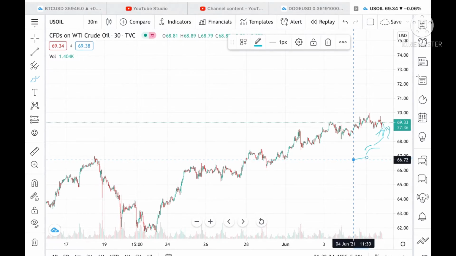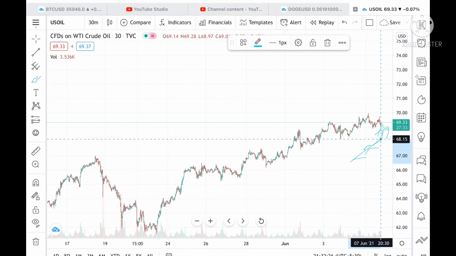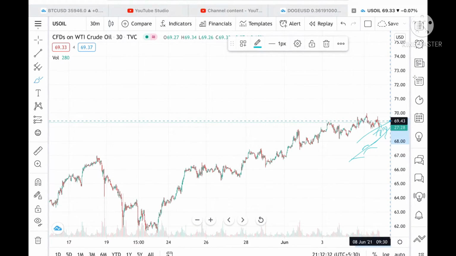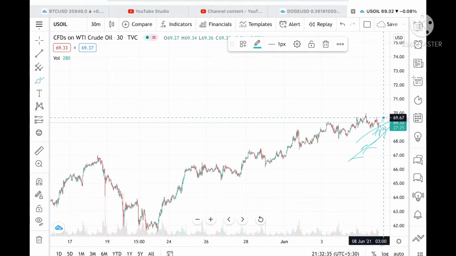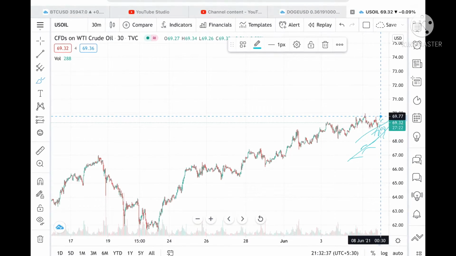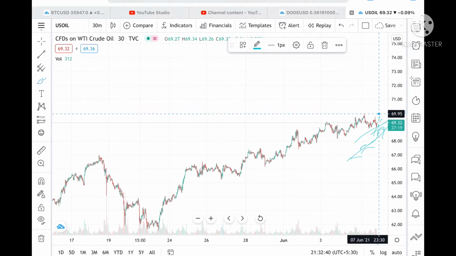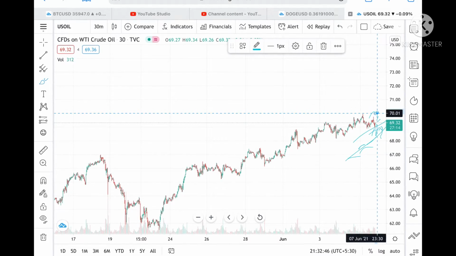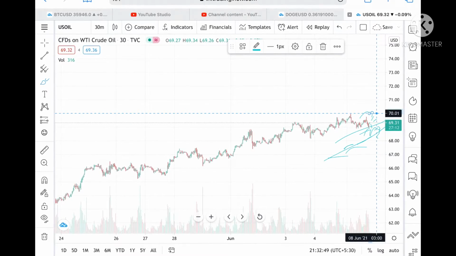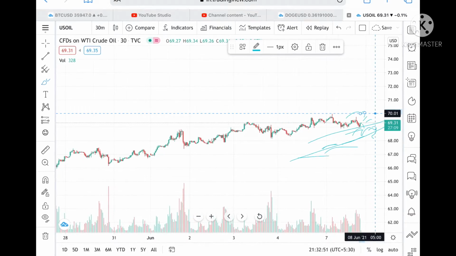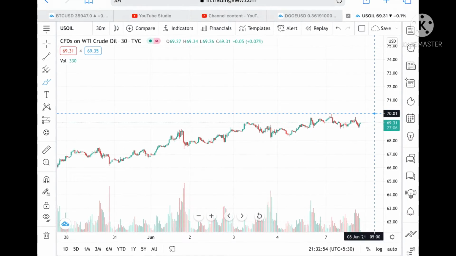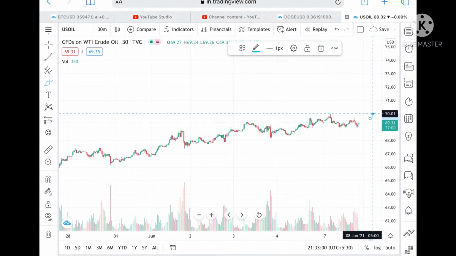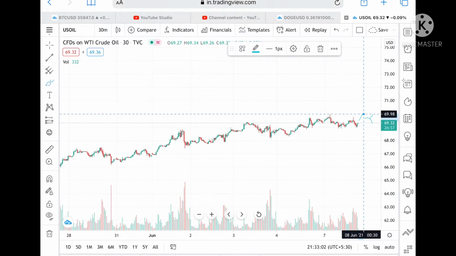Suppose the price of silver moves above 69.43, then we can be looking for a target of 69.56 to a level of 69.77. Once 69.77 is touched, then we can see a level of 69.98. Once 69.98 is touched, we can see that there can be a bounce back from there. There is a high chance that it can bounce back.